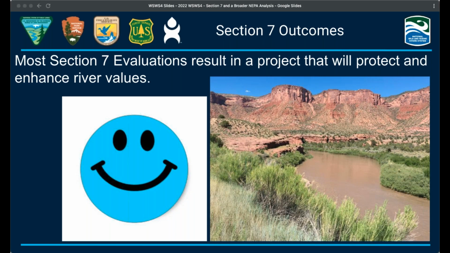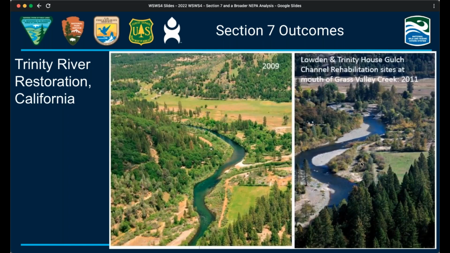Most Section 7 consultations result in a project that will protect and enhance river values. And by working with project proponents, you can anticipate a good outcome satisfactory to all stakeholders. We've got a couple of slides coming up that show examples of projects that were designed to protect and enhance river values. We'll start with a project on the Trinity River in California.